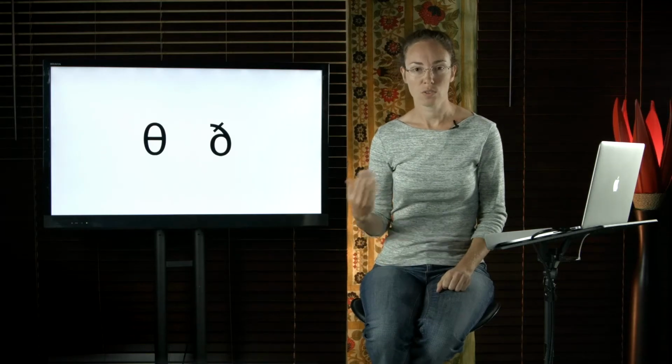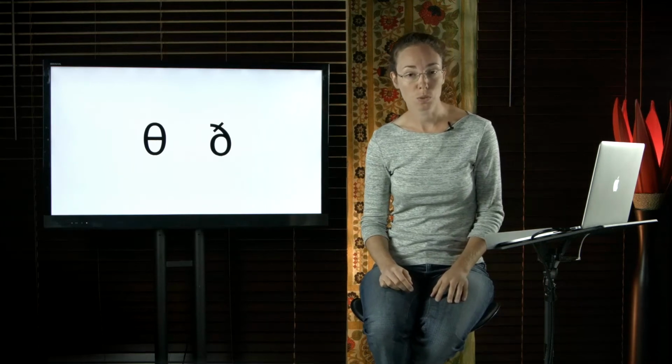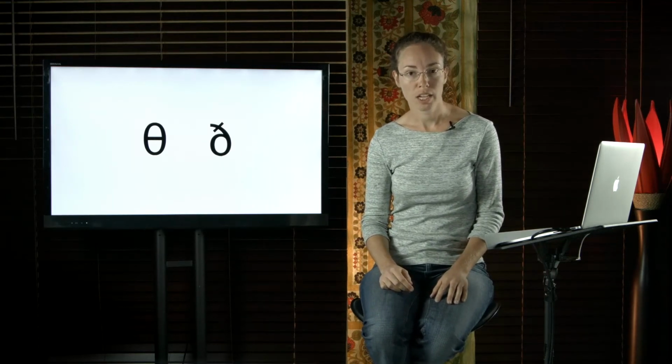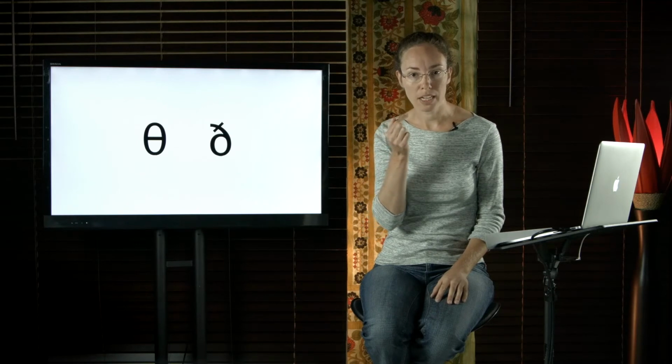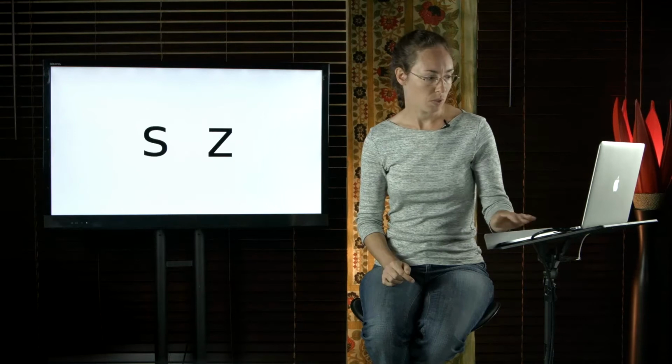English also has voiced and voiceless alveolar fricatives, as in the words sue and zoo. Here we bring the tip or the blade of the tongue very close to the alveolar ridge, and the symbols for these are the letters S and Z.